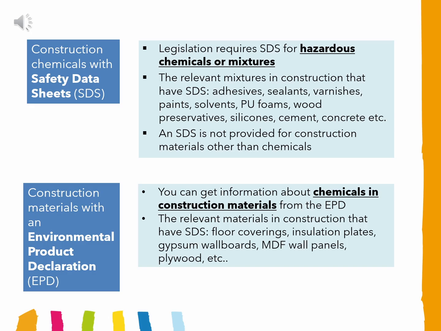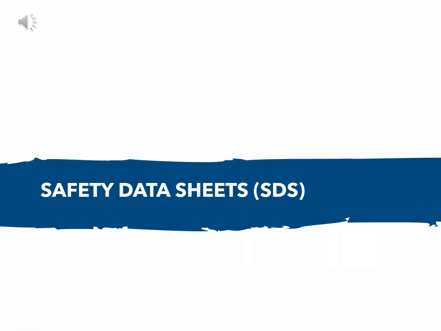We can obtain information about their chemical content from an Environmental Product Declaration, or EPD. If a material contains any substance of very high concern, manufacturers are obliged to disclose it. While SDS are mandatory under the EU REACH regulation, EPDs are voluntary. Next, let's take a closer look at safety data sheets, what they are, and why they matter.